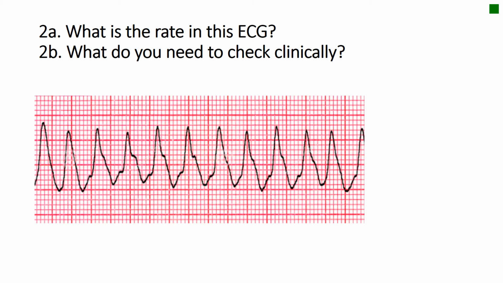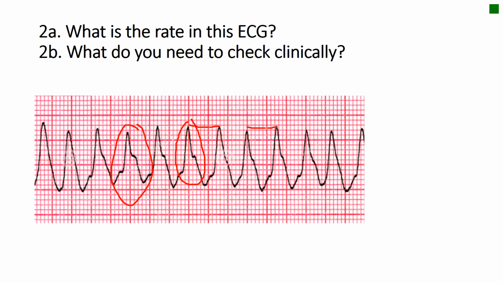So what is the rate in this ECG? Well, it's roughly 1.5 boxes between the 2 R waves in the next part of the ECG. So 300 divided by 1.5 big boxes is about 200 beats per minute. These QRS complexes are broad, so this is a problem with the ventricular tachycardia. There's not any obvious P waves.